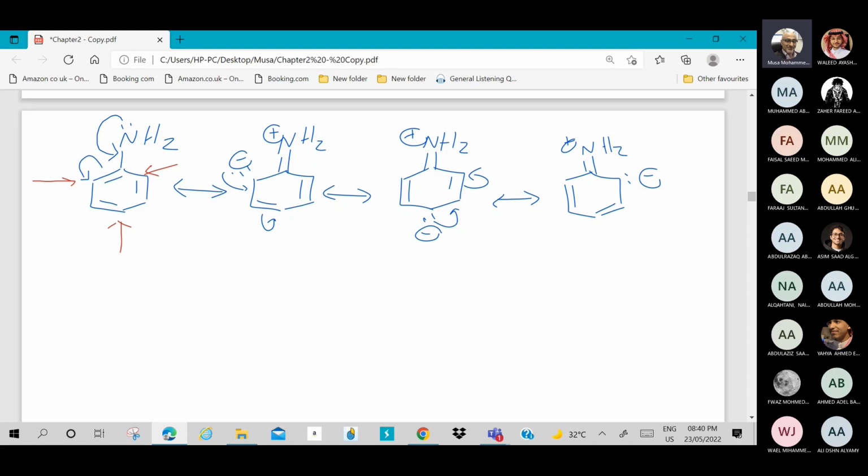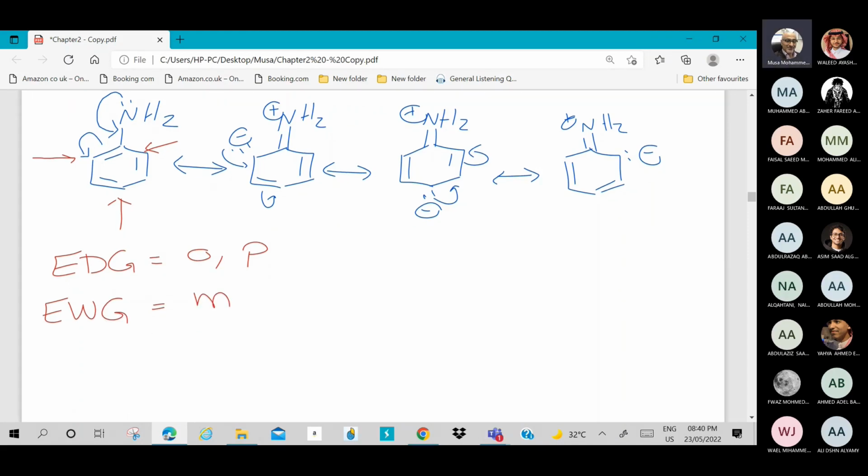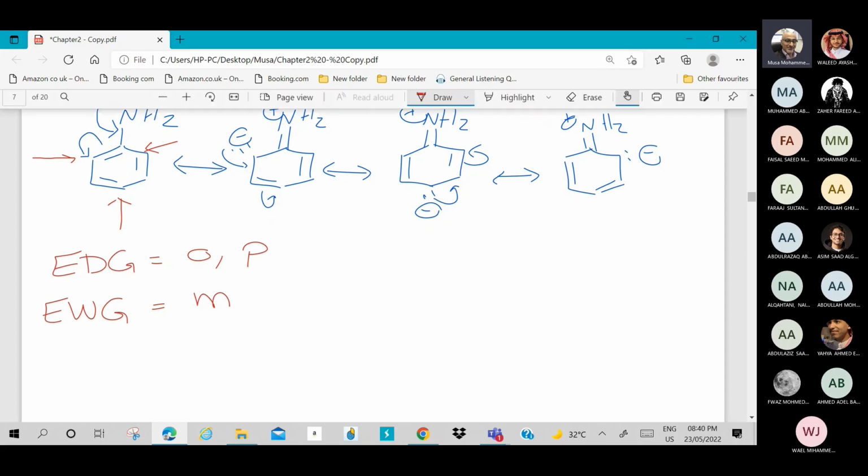So since we have the negative charge now allocated in these positions indicated by red, we say that activator, which is the electron donating group, is ortho para director. Electron withdrawing group is meta director, of course, for the same reason. I'll not spend a lot of time on this because it should be now a default for you that electron donating group is ortho para, electron withdrawing group is a meta director. So everything here is related to the resonance forms.